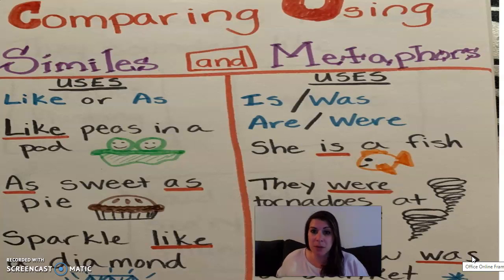And again, a metaphor is when they compare using is, was, are, or were. She is a fish. They were tornadoes at recess. The snow was a blanket. Again, you're going to see these used a lot in books that you're reading. They're very common, and you just have to know to pay attention. Now that you know what a simile and a metaphor is, you know what to be looking for.